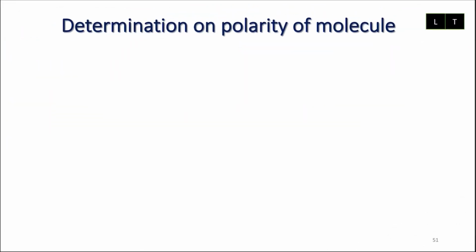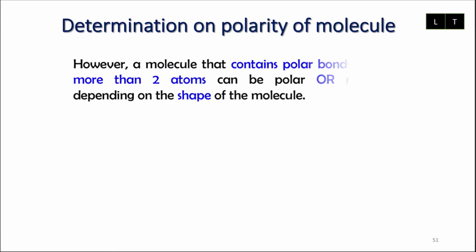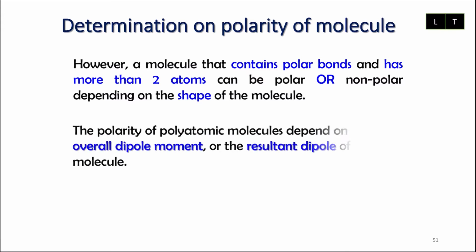Sekarang kita nak tentukan polarity for the molecule. Contohnya molekul yang mempunyai polar bonds, di mana dia mempunyai 2 atau lebih atoms, that molecule boleh jadi polar ataupun non-polar molecule. So, kita kena lihat satu persatu, dan polarity for polyatomic molecules depends on overall dipole moment, ataupun istilah yang kita akan guna selepas ni adalah resultant dipole moment.